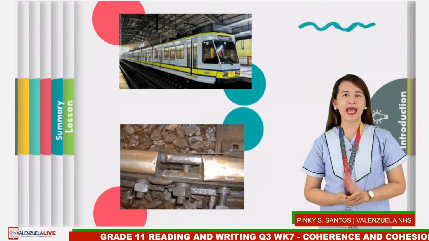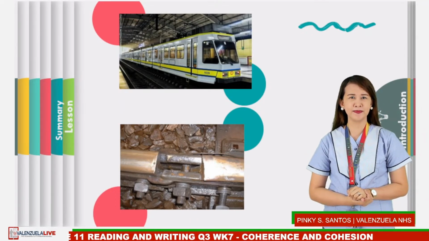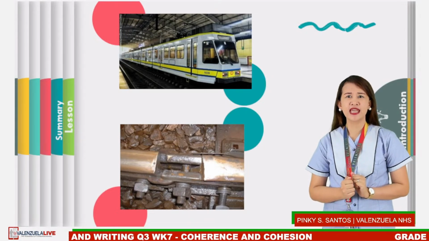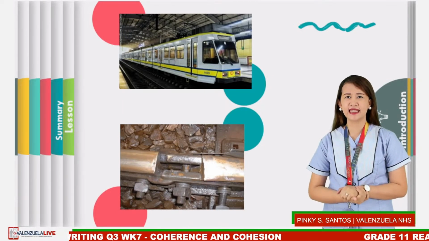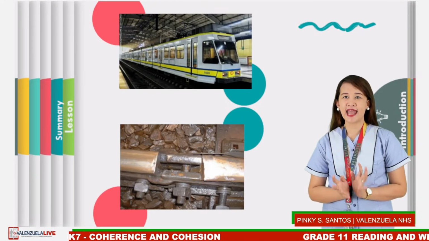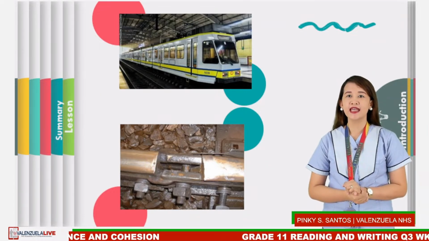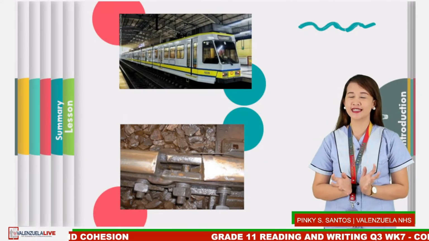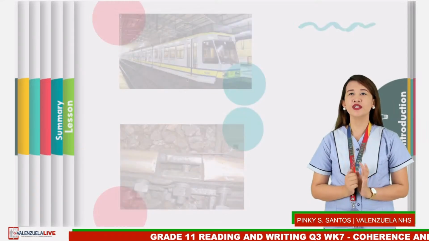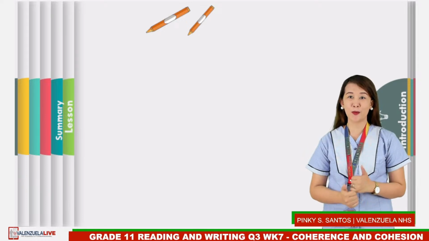What do you think will happen if there is a hole in the rail? Correct. The train will derail and worse, it might cause an accident. Same goes in writing. If your line of thought lacks clarity and the ideas are not logically connected, the readers will have trouble understanding its meaning. In order to create a good paragraph or text, you need to know its properties.